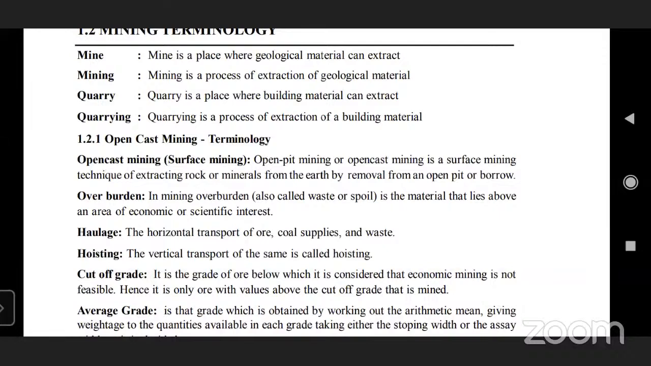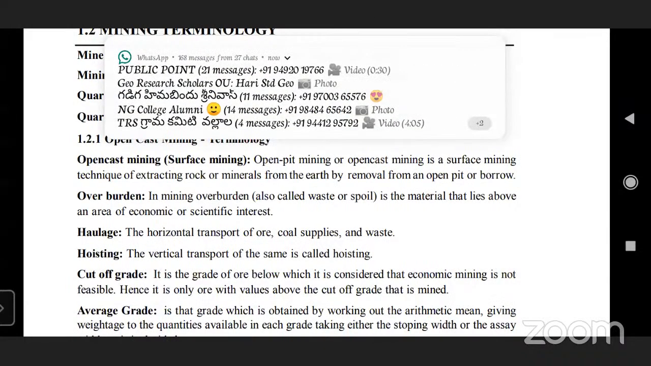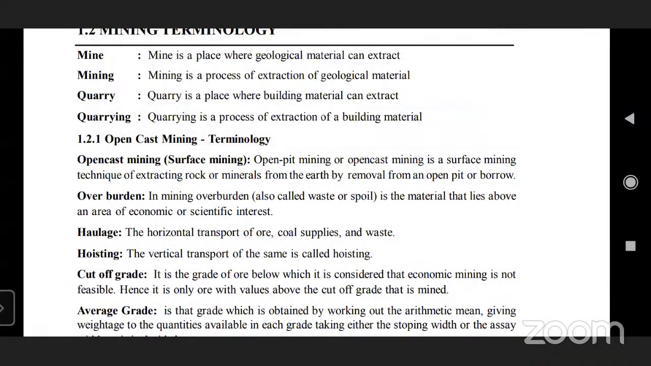The terminology is very essential and important to each and every student before going to learn the topics, isn't it? If you don't know the geological terminology or mining terminology related to a specific field, we cannot understand or follow the classes. So the open cast mining terminology.